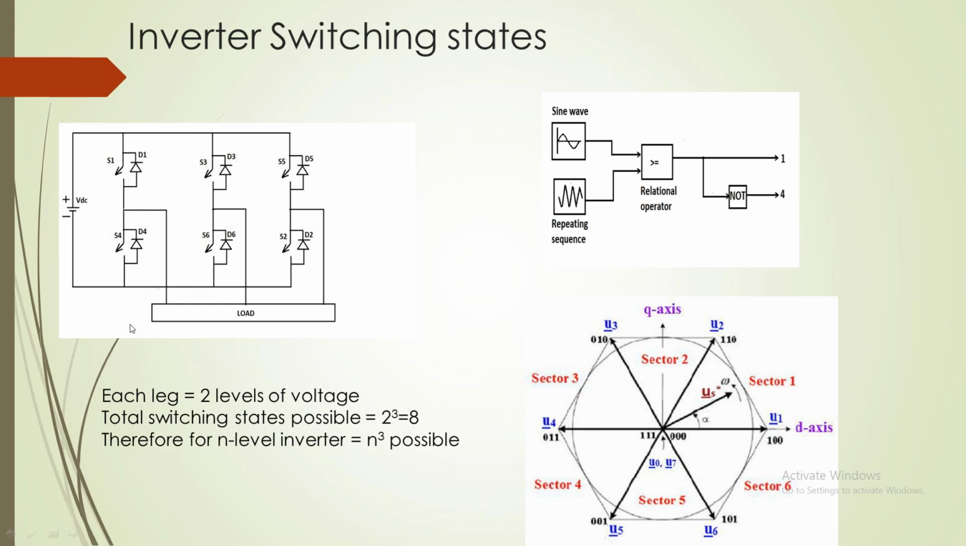So an n-level inverter, with three such legs, gives n cube possibilities of output voltages, as each switching state ends up giving a different output voltage. So n cube are possible, of course leaving aside the redundancy, which we'll discuss later. So if I take a three-level inverter, 3 cube, that is 27 different switching states are possible.